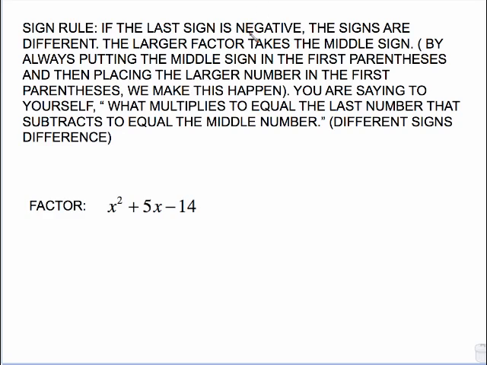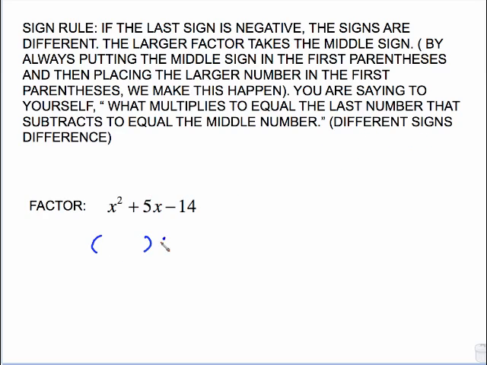So here's your rule. If the last sign is negative, the signs are different. The larger factor takes the middle sign, and by always putting the middle sign in the first parentheses and then placing the larger number in the first parentheses, we're making that happen. And what you say to yourself is what multiplies to equal the last number that subtracts to equal the middle number, because of this different signs, difference idea.